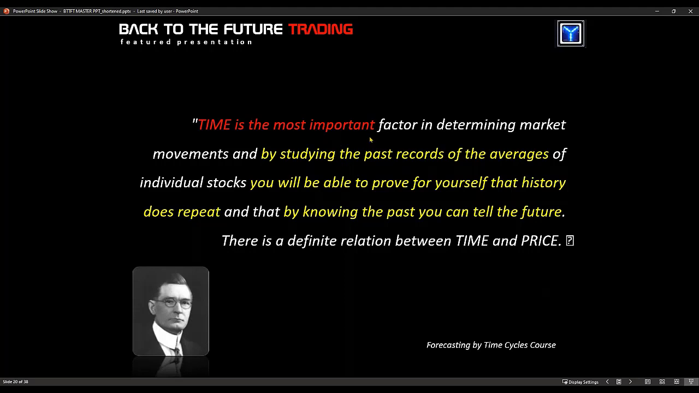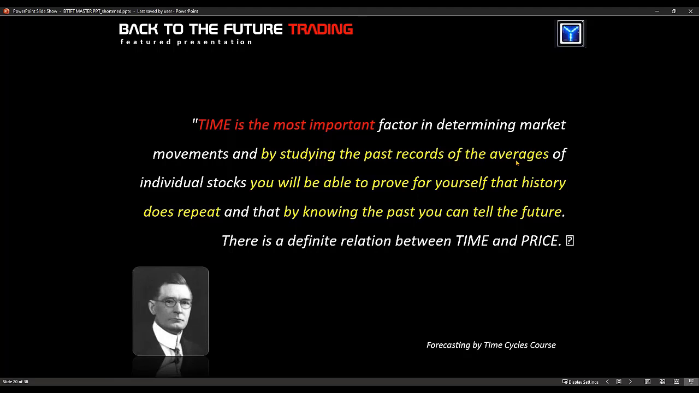Time is the most important factor in determining market movements, and by studying the past records of the averages, this is why I say Warp goes, my personal opinion is that Warp goes back and it looks for those swings, like the average of multiple swings in a given time period, and then it averages those times together and then prints the dot.